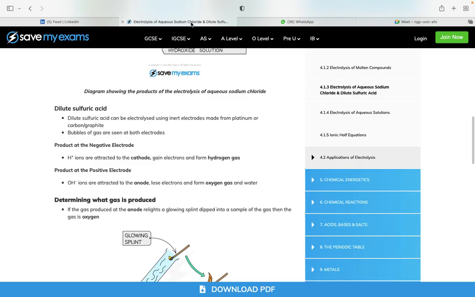Okay, now let's take the next stage. Let's move to the next stage. Then we say the product at the positive electrode, the OH- ions, they will be attracted or they will migrate to the anode. When they migrate to the anode, they will lose electrons. At the anode, the OH- will lose electrons. They will lose electrons and form oxygen gas and water.